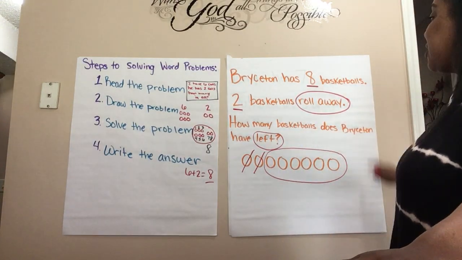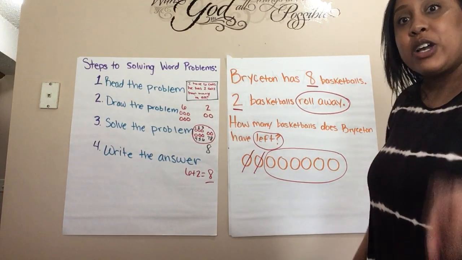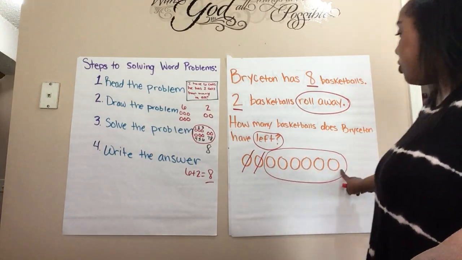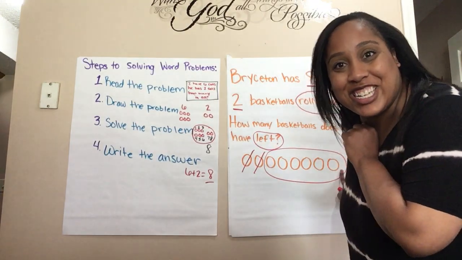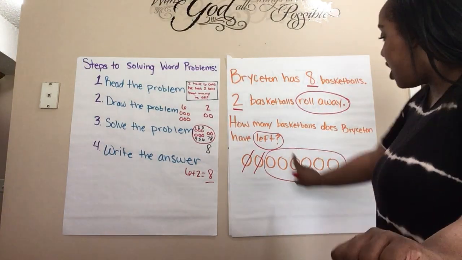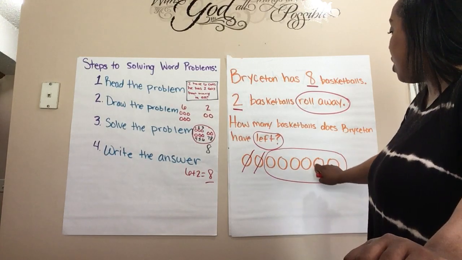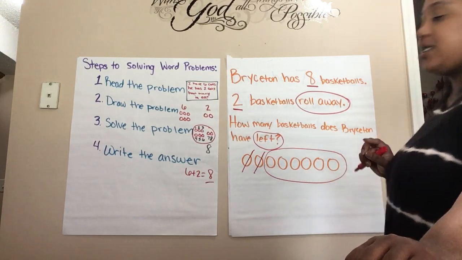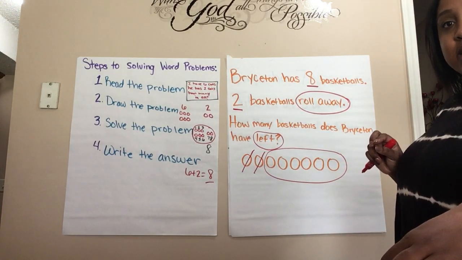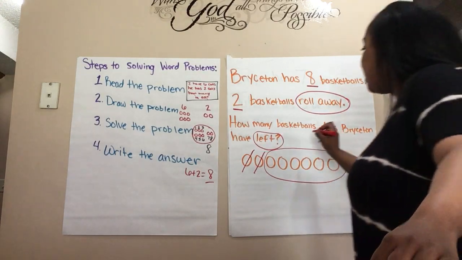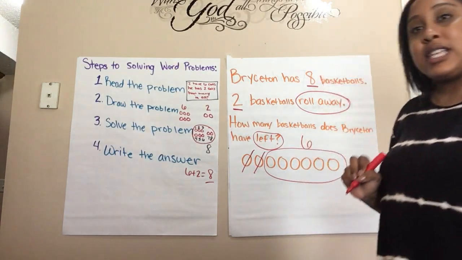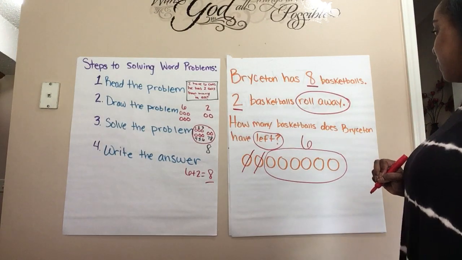Okay, how many basketballs does Bryson have left? How can we figure that out? What can we do? Yes, we're going to count. Let's touch and count. 1, 2, 3, 4, 5, 6. How many basketballs does Bryson have left? 6. Yes, Bryson has 6 basketballs left.